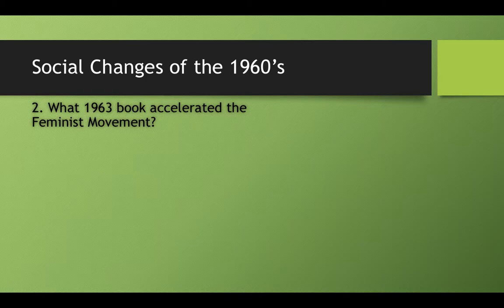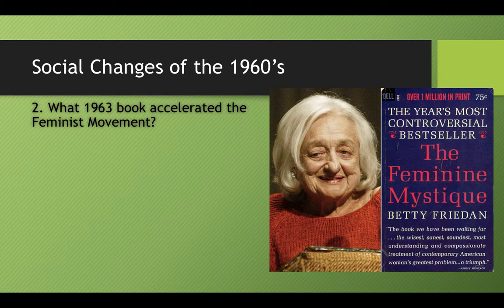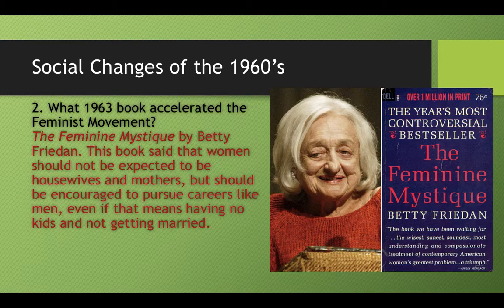So first we're going to talk about the women's liberation movement or the feminist movement. And the book that really accelerated this movement came out in 1963. It was called The Feminine Mystique by Betty Friedan. You see in the picture there.